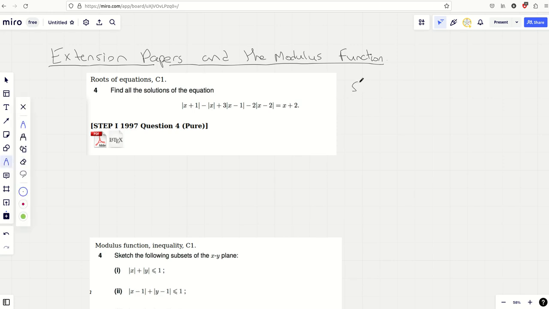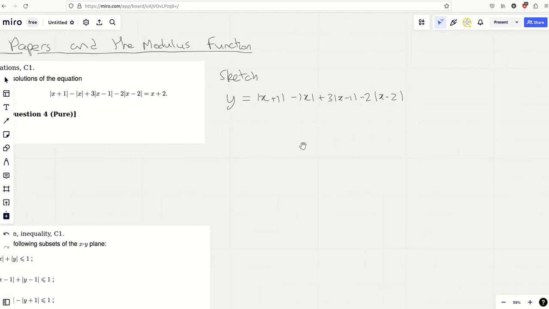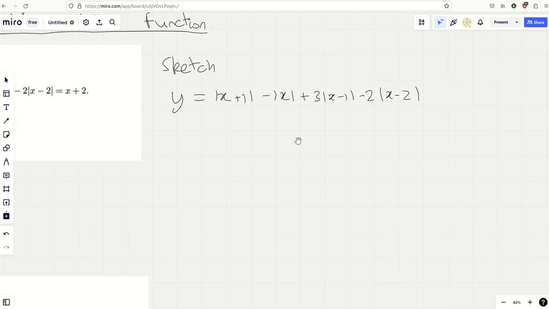I'm basically going to sketch y equals this horrendous modulus expression, and I'm going to sketch y equals x plus 2, and I'm going to see where they intersect. Now, what's really useful about learning this new technique, which involves using critical values, and I'm going to do that in the next question as well, is you can use this for normal sketching of the modulus function, and you may well prefer it. Now, what am I getting at here? I'm talking about critical values.